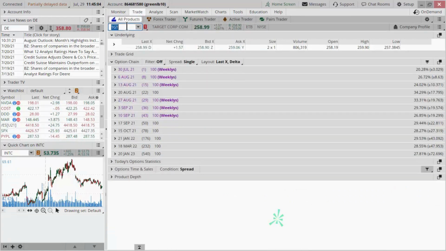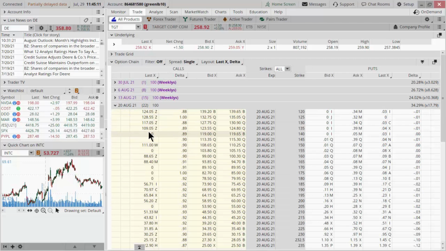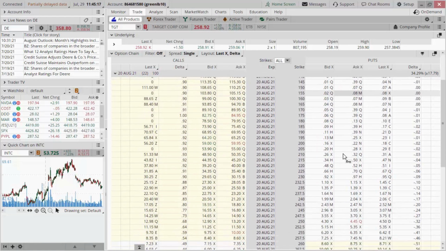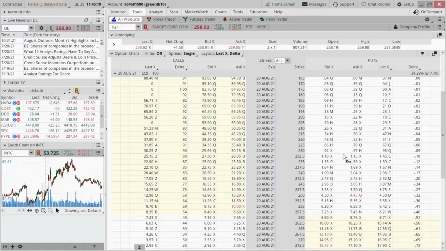So I'm going to go to Target. I will use my August 20th expiration, and there's reasons for that. It's in the proper form. It's a monthly option. I always like that. Now, I'm going to scroll down to where my strike prices are, and we decided on $250. So I'm going to go to my puts. I will sell a $250 put, left click.